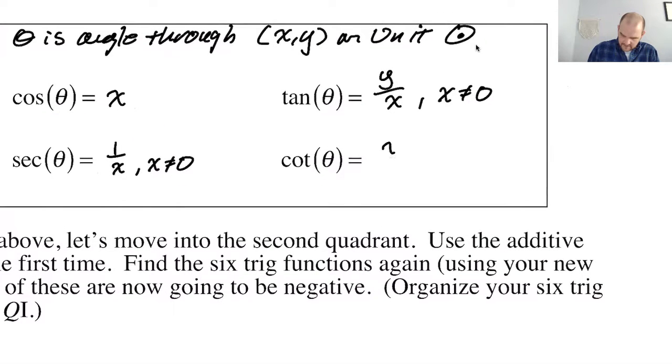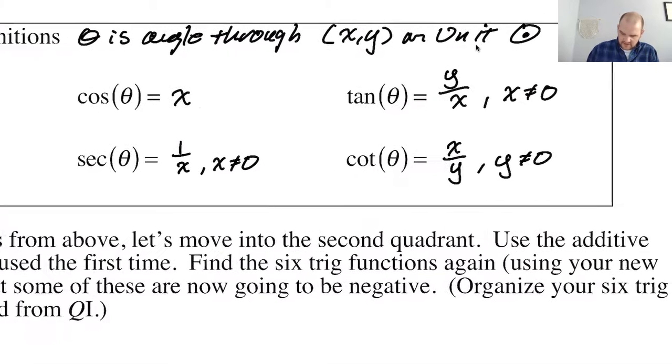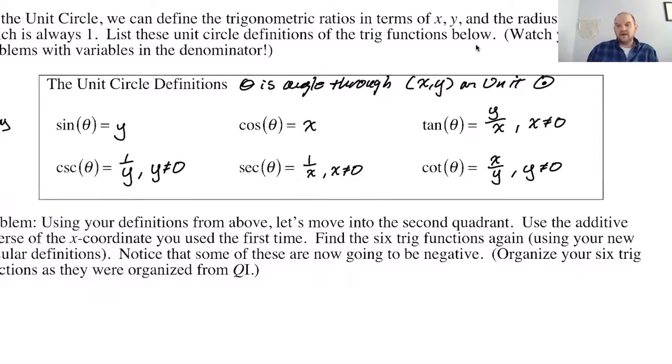And then cotangent is x over y, provided that y is not 0. So cotangent and cosecant are going to be similar. We have to be really careful. You can't divide by 0, ever. But these are our definitions. These are our unit circle definitions.